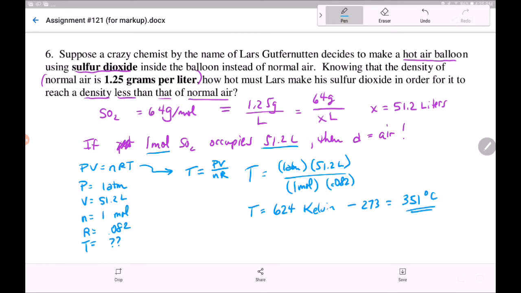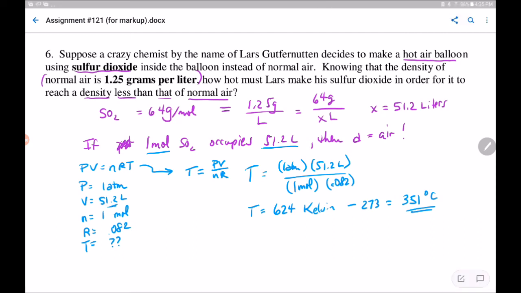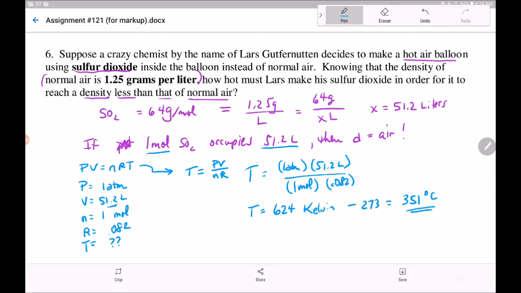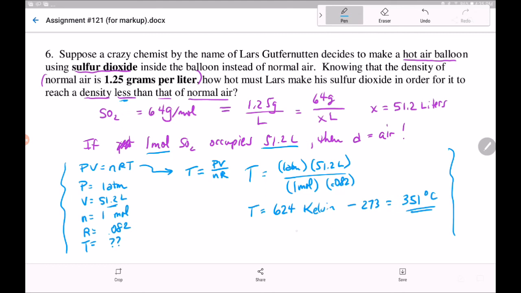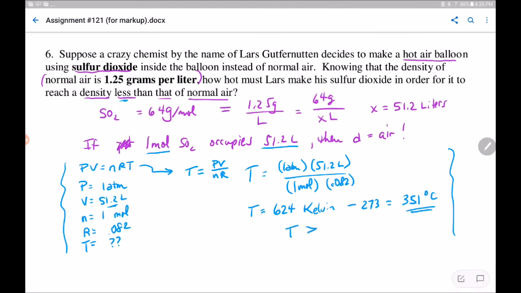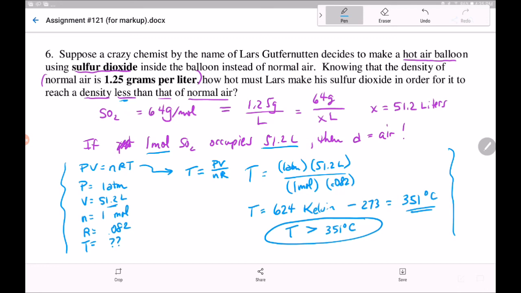So it is possible to make the SO2 expand enough that it would reach a volume of 51 liters, but it needs to be very hot. If we don't heat the SO2, you've already calculated that above, and it's very dense gas. So since we say reach a density less than that, you could make this an inequality now and say that the temperature must be greater than 351 degrees C in order to make the density less than that of normal air, which is what would be required to have the balloon float.